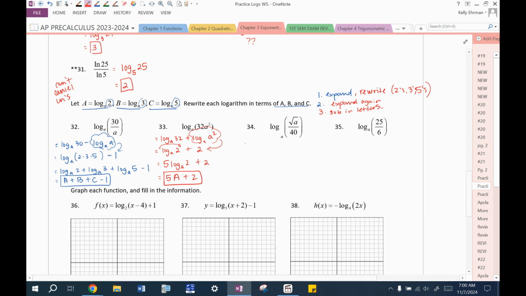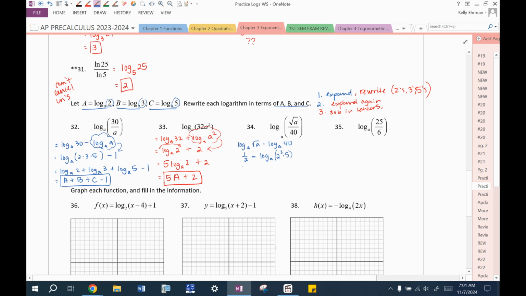Okay, for this one, I'm going to do expand first. So log base A of square root of A minus log base A of 40. The log base A of square root of A is 1/2. Minus log base A of 40, and 40 is 8 times 5. So 8 times 5 is 2 to the 3rd times 5. I better erase this for my key there.